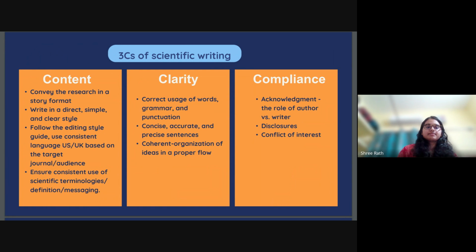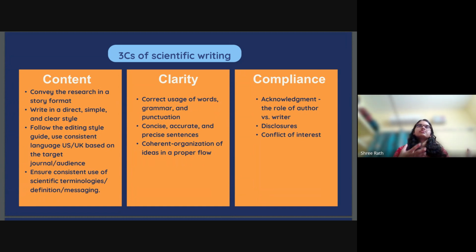So a direct, simple, and clear style is very important, because you don't want to beat around the bush. You want to be specific. You want to convey your story, your research, in a way that people understand and comprehend, and it isn't very complex for them to understand as well. Editing style and style guide, everything should be according to the journal as well. Then the use of scientific terminologies.